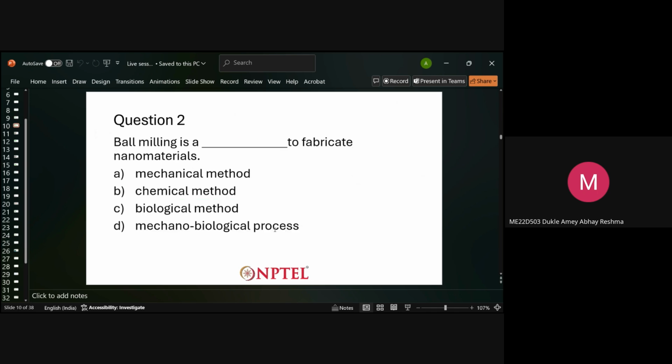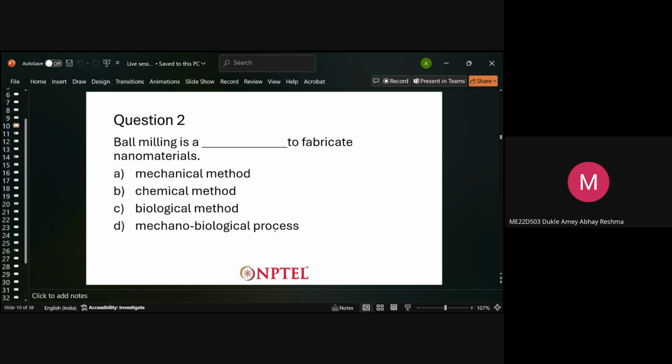In the next question, ball milling is a dash method to fabricate nanomaterials. Mechanical method, chemical method, biological method, mechanobiological method. So the mechanical method basically uses mechanical energy to crush the material into small nanoparticles. In the chemical method, you use salts.